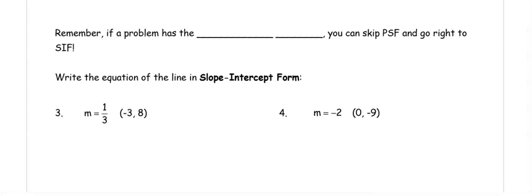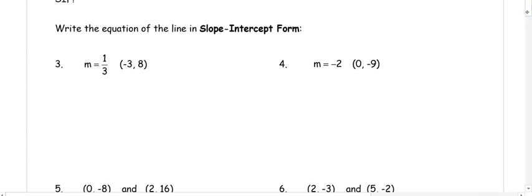Remember that if your equation has the y-intercept, you can skip point-slope form and go to slope-intercept, but that doesn't always happen. So in number 3, we now want to write in slope-intercept form, y equals mx plus b. So in number 3, we have to start in point-slope form. Y minus 8 equals 1/3 times x plus 3.